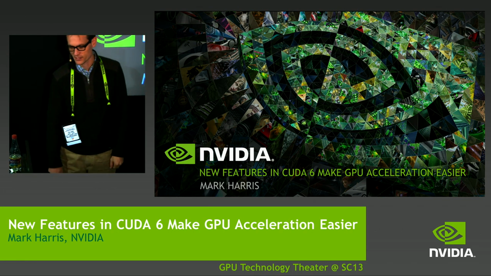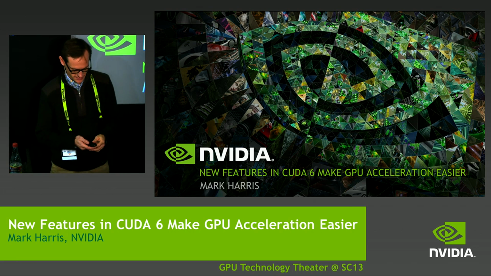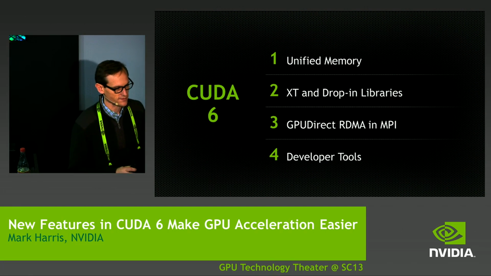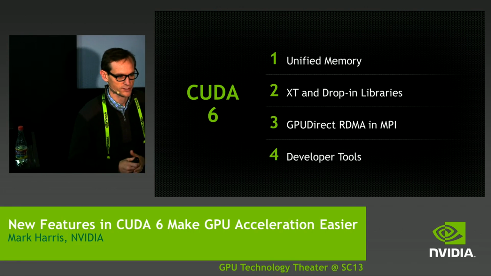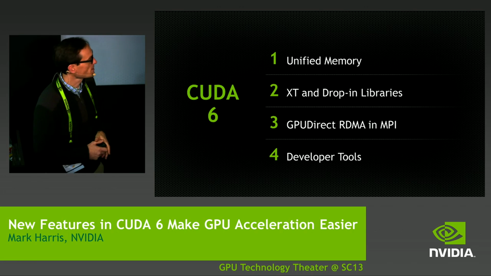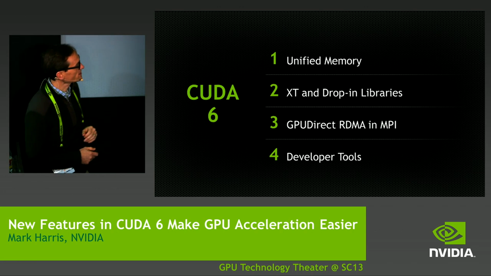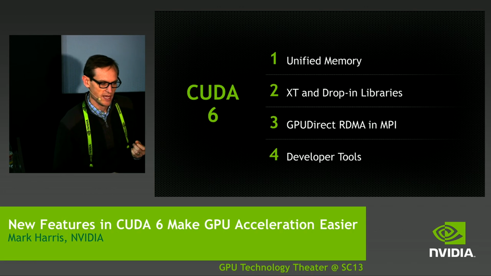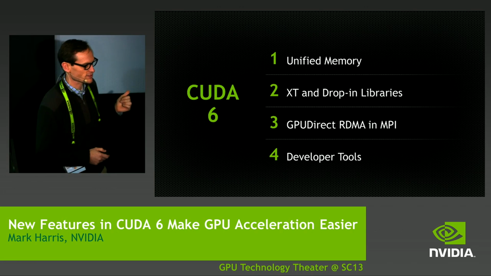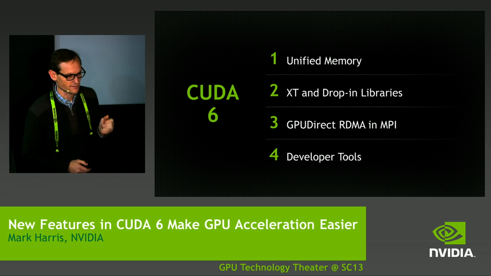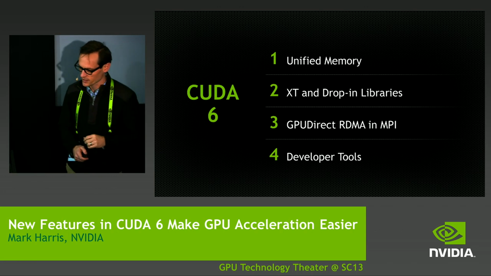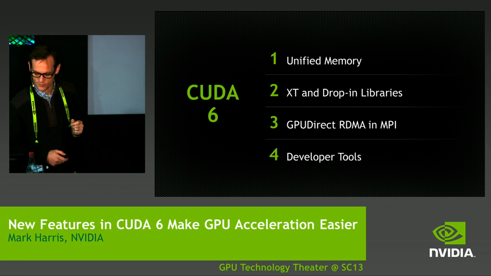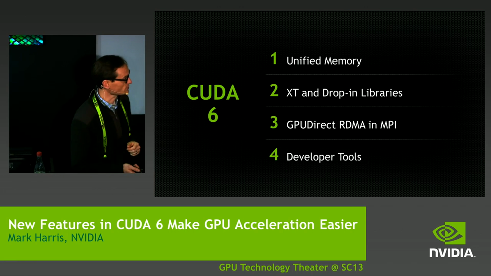Thanks, Allison. Thanks, everybody, for coming this afternoon and staying for the very last talk. As Allison mentioned, I'm going to talk to you about what's new in CUDA 6. I'm going to talk to you about four main features. There are, of course, many more features than this in CUDA 6, but I'm going to talk to you about unified memory, improvements to our libraries, GPUDirect RDMA and MPI. And if you were here for the previous talk from Professor Panda, then I'm sure he gave you much more information than I will. And number four, I'm going to talk about developer tools.